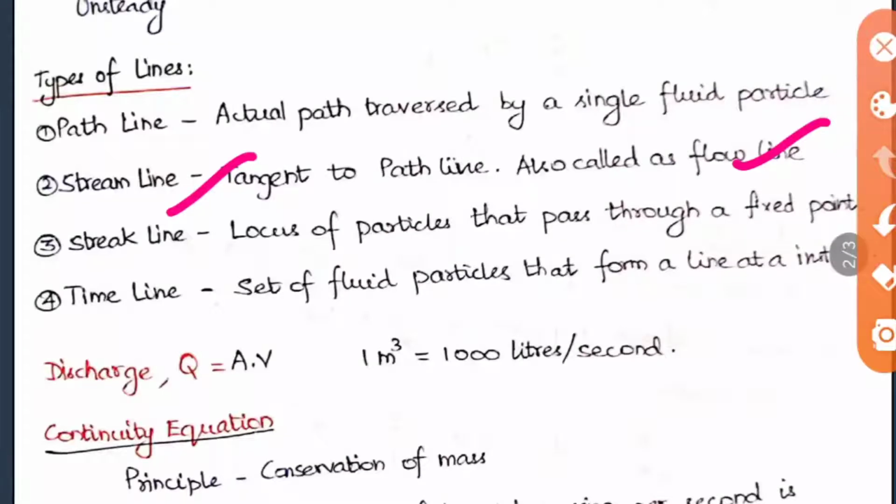So we know that discharge Q is equal to A into V, area into velocity. Generally it is represented in meter cube. 1 meter cube is equal to 1000 liters per second. This is known to us and this is important in this topic. So I am telling you again.